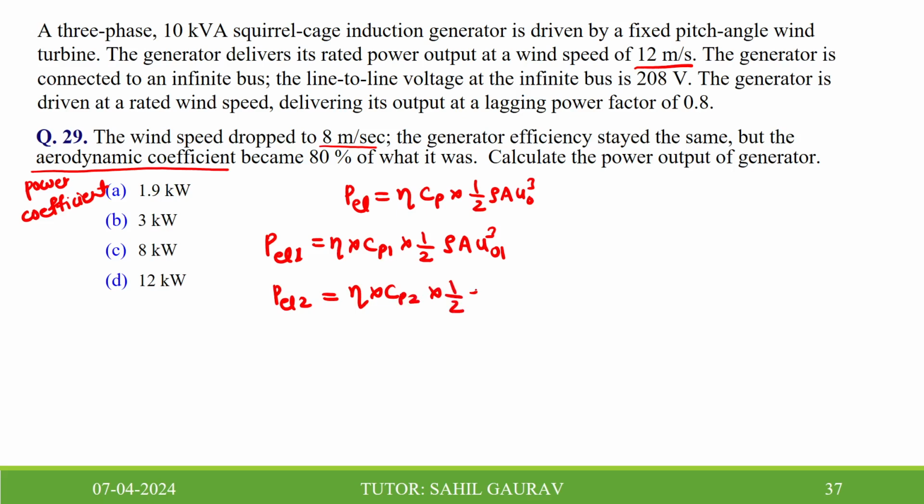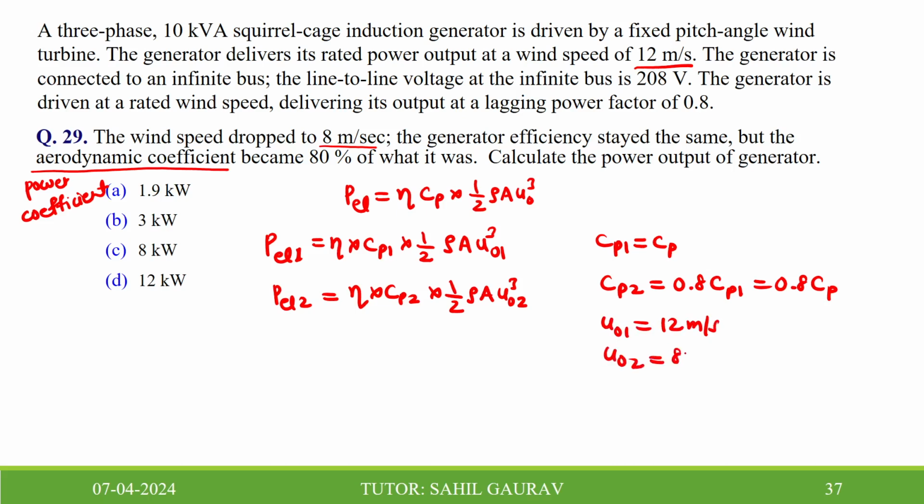into half of rho A U0 cubed. So Cp1 is equal to Cp and Cp2 is equal to 80% of the previous one. So 0.8 Cp, and U01 is 12 meters per second and U02 is 8 meters per second. So electrical power 1 is 8000 watt, electrical power 2 we have to compute.